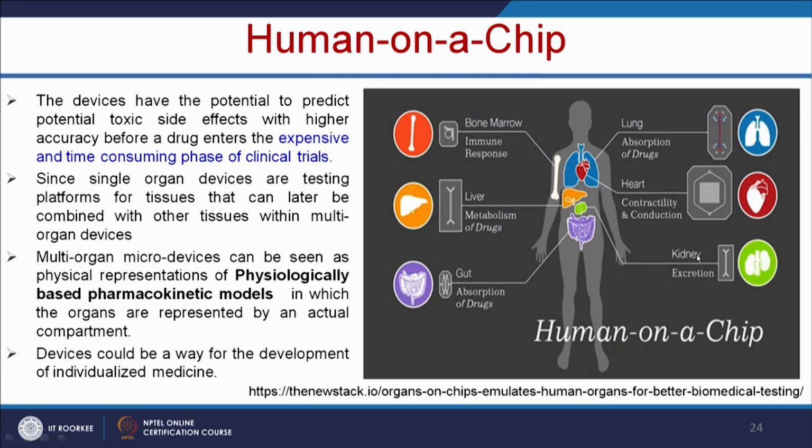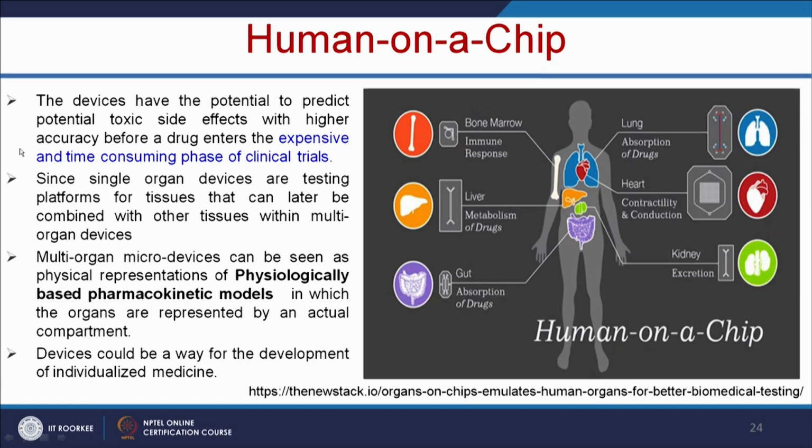We can make this kind of chip, and we can study how the drug will be excreted. So, this is like a kidney on a chip. The next one is we can also make a gut, and we can study how the drug will be absorbed. We can also make the liver on a chip and study the metabolism of drugs, and we can make a bone marrow on a chip, and that will tell you what kind of immune response the drug will induce.